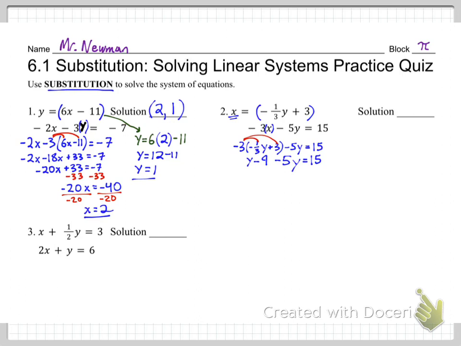Now we need to combine like terms. y and negative 5y are going to combine to become negative 4y. And the minus 9 is also there, and that is equal to 15. Let's now solve for the variable.